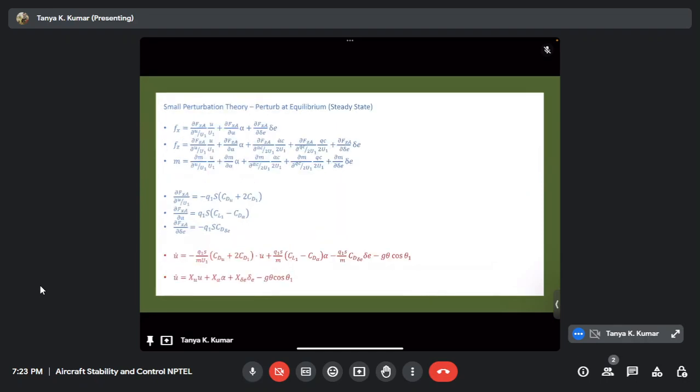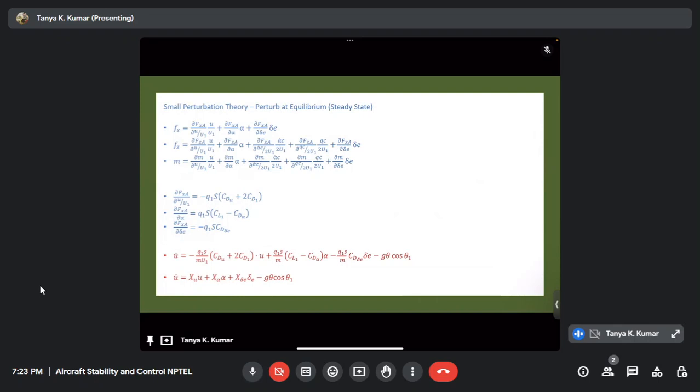Now we expand each of those three terms, that is fx, fz and m. We take their derivatives with respect to u, alpha, delta e, q and alpha dot. In the x direction, though there are quantities pertaining to q and alpha dot, they are negligible, hence can be ignored. But in the z direction and the m, they cannot be ignored.